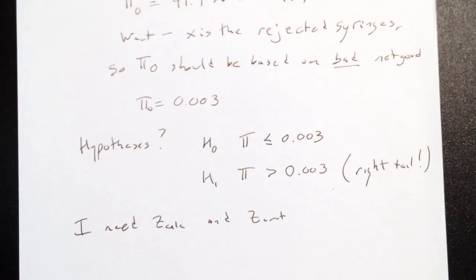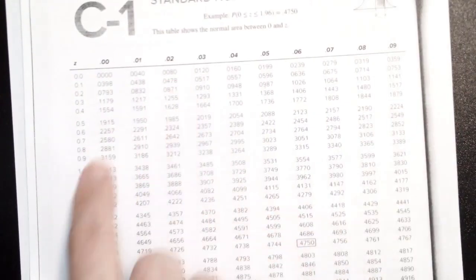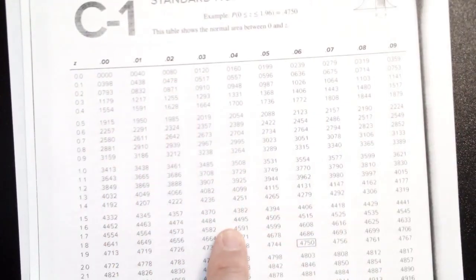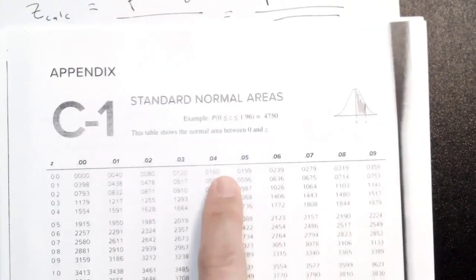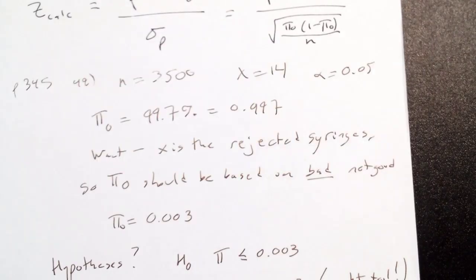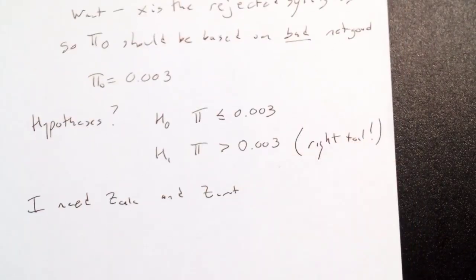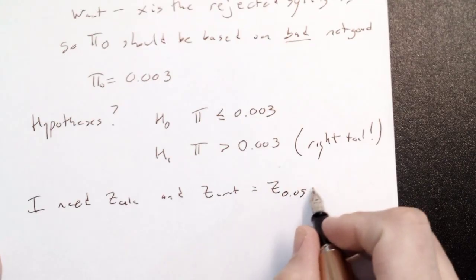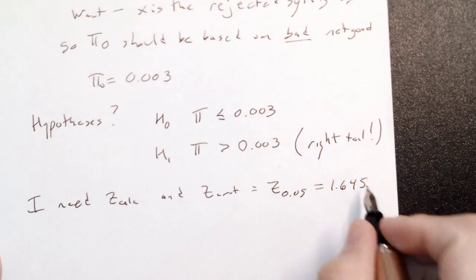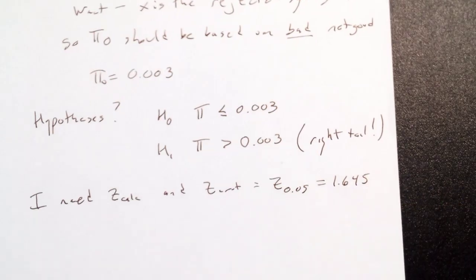0.645. If I go to the table itself, I look for the area to be 95%, right? So that there's 5% in the little tail up here. Okay, 1.6, well, 0.45 is between these two, so 1.645. So that's my critical z-value. And I want the positive one because we're doing a right tail.